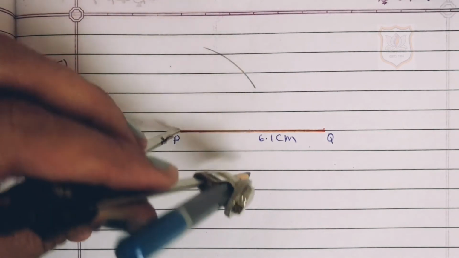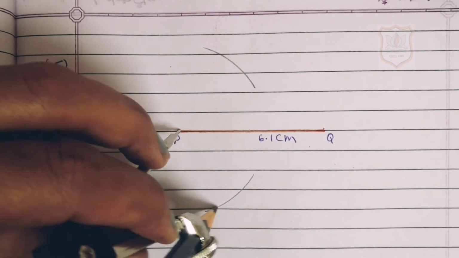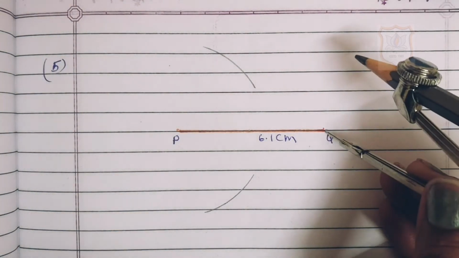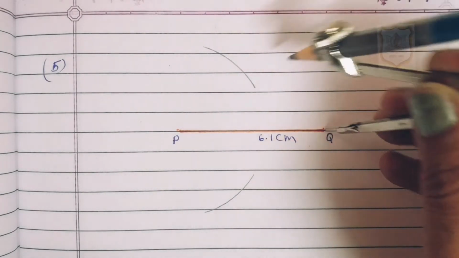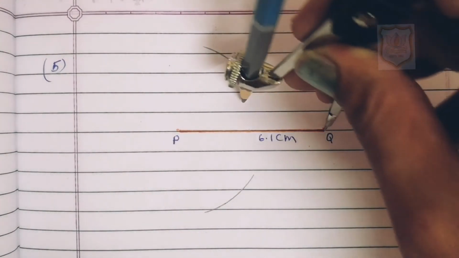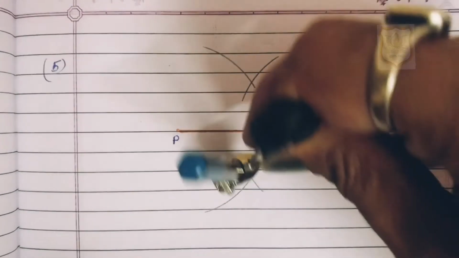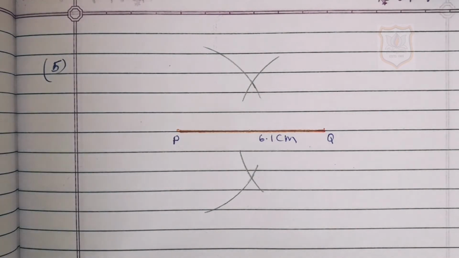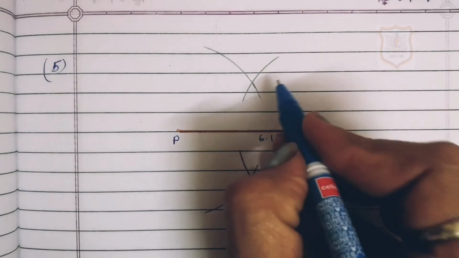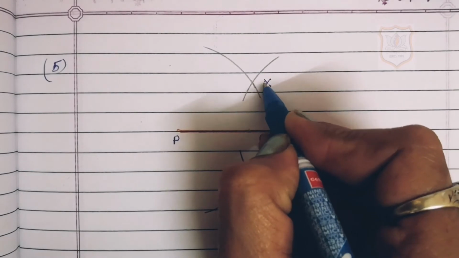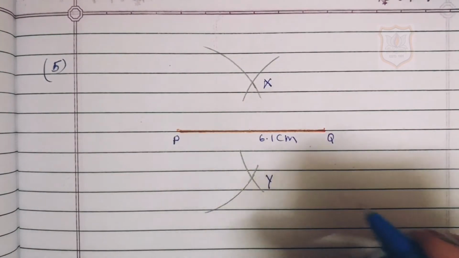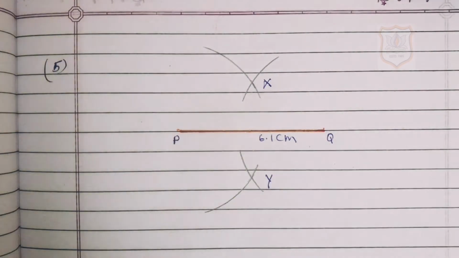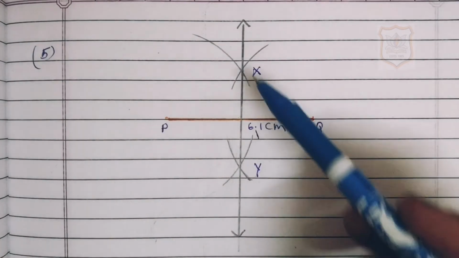Here we will draw one arc on this side and another arc on this side, and then with the center Q and the same radius, draw two more arcs to cut the previous arc. We will cut this previous arc in this way, and we will name this point as X and this point as Y, and we will join these 2 points with the help of a ruler. So in this way we will join these 2 points.